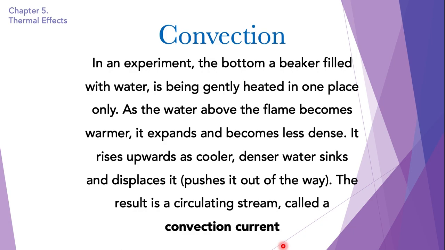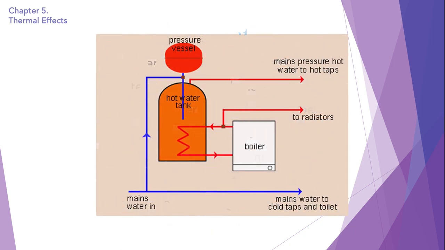Now let's look at how we use convection in the home. So the first example is the hot water system. So this is the hot water system, as you can see. Hot water for the taps comes from a large storage tank. The water is heated by a coil of copper pipe. This is the hot water tank, and this water in the tank is heated with this coil of copper pipe. So hot water from a boiler flows through this and is recirculated by a pump.